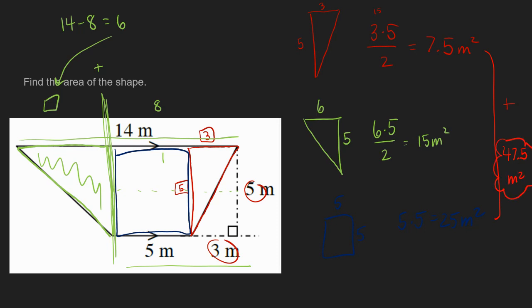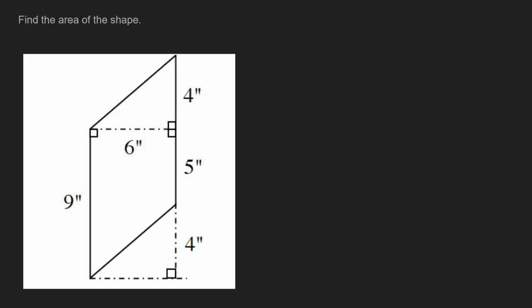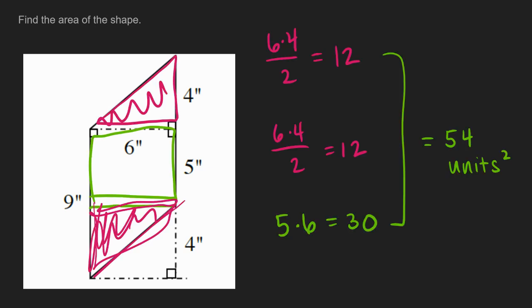So maybe you used a different way to do it. That's awesome. But breaking it down into pieces that we know is a good place to start. So why don't you try this shape? Okay, so if we look, we had 2 identical triangles on the top and the bottom. And then we had a rectangle in the middle that was a 5 by 6. So if we add together those 2 triangles and the rectangle, we get 54.